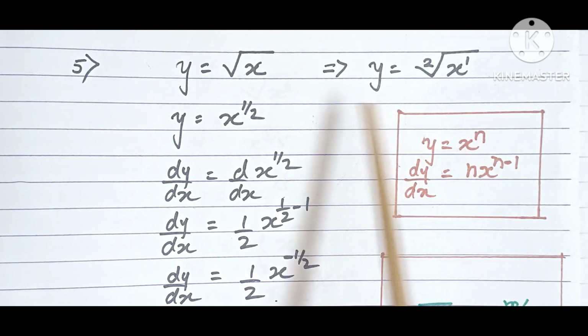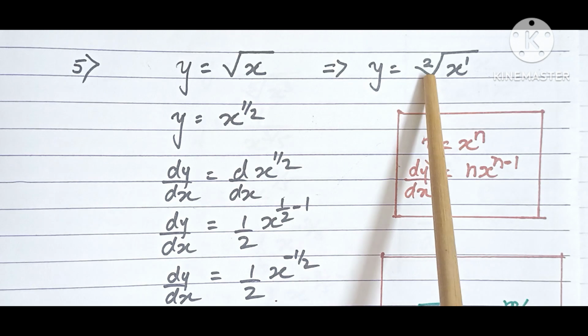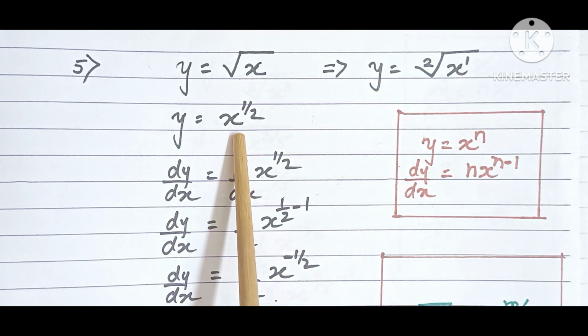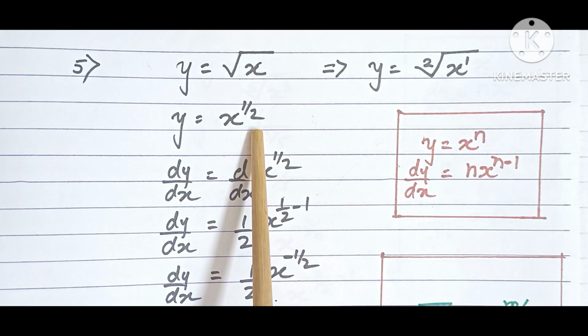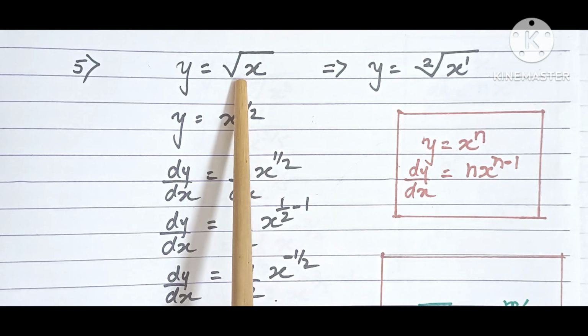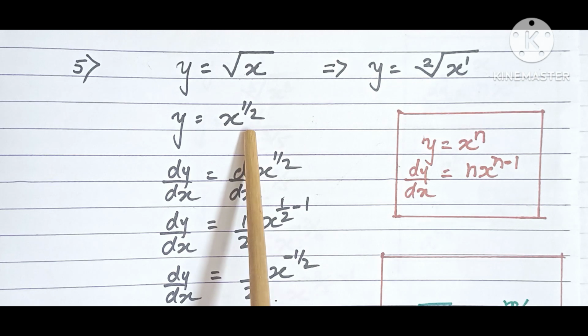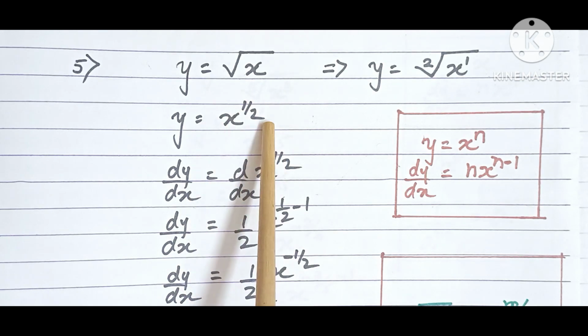So, square root of x, that is, the order is 2 and the power is 1. So, we can write this as y is equal to x raised to 1 by 2. So, y is equal to root of x can be also written as y is equal to x raised to 1 by 2, and this is in the exponent form.